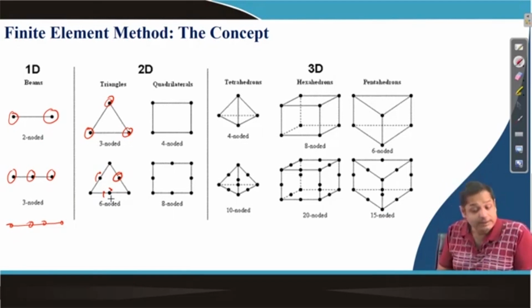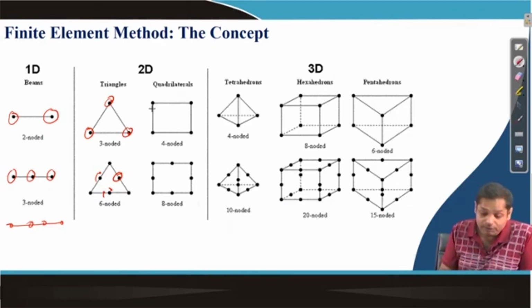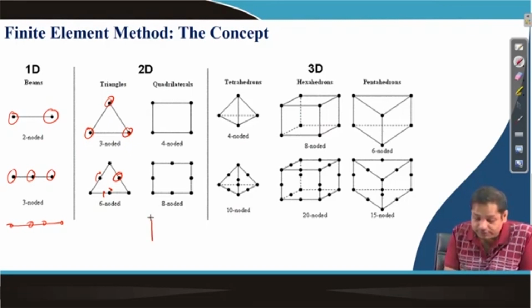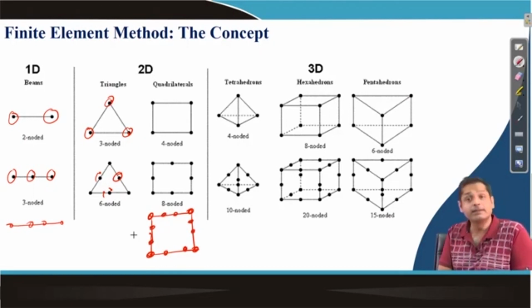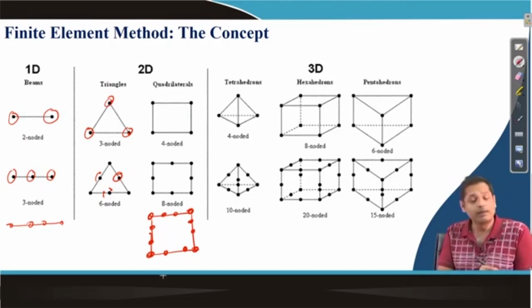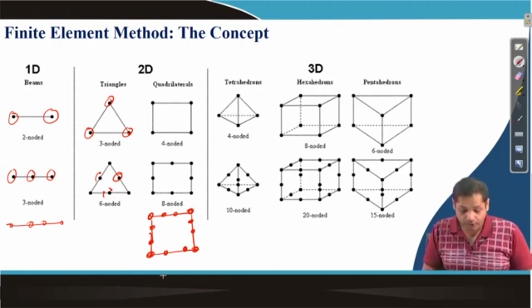We have quadrilaterals, 4-noded quadrilaterals. We can have 8-noded quadrilaterals. We can further increase the nodes like this. Theoretically, if you want, you can construct an element like this, which is a quadrilateral, but the number of nodes is different. So these are for two-dimensional problems.